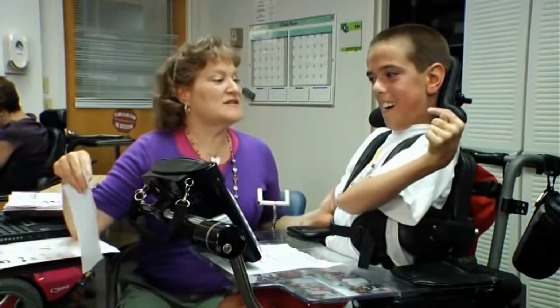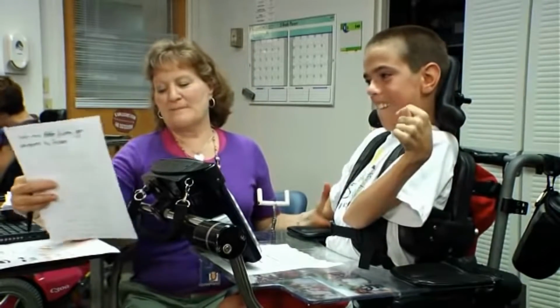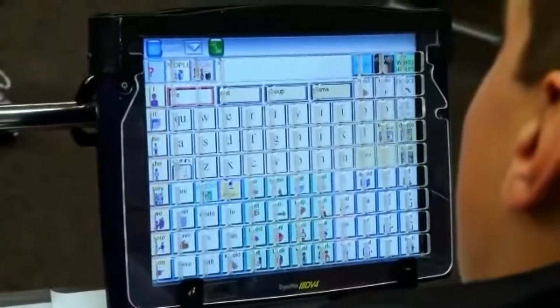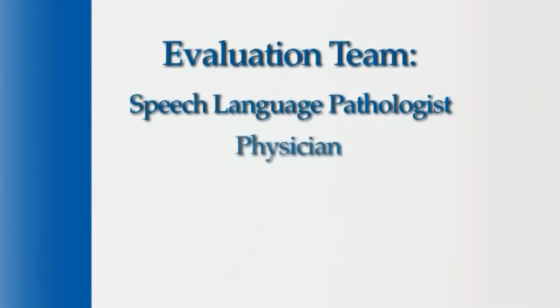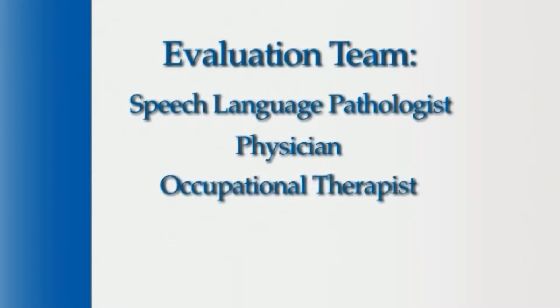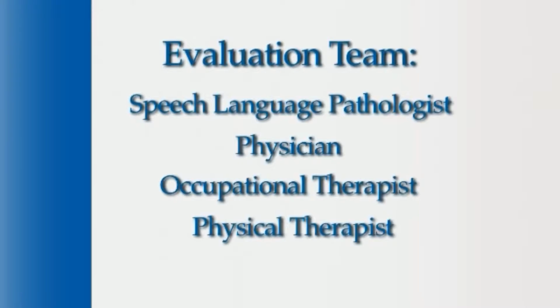An evaluation should involve a team of professionals working together. In addition to the AAC user and his or her family and caregivers, this team often includes a speech-language pathologist, a physician, an occupational therapist, or physical therapist.